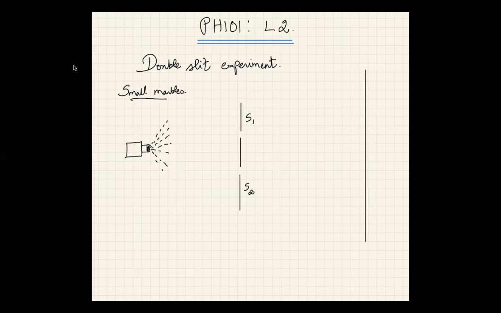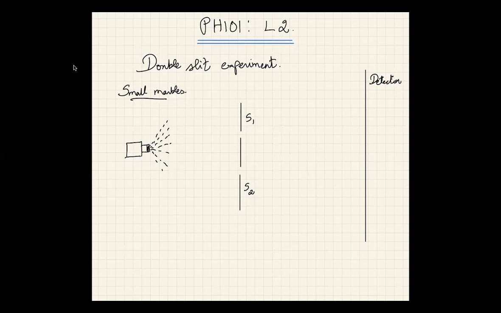What does the detector do? The detector, so this is the detector. Okay. The detector detects the particles. So whatever is being shot here finally gets deposited on the detector, and we can see the pattern of deposition. Okay. So let us start doing the double slit experiment.